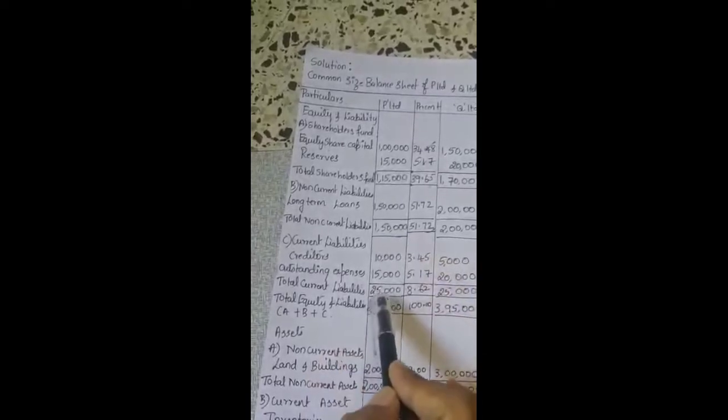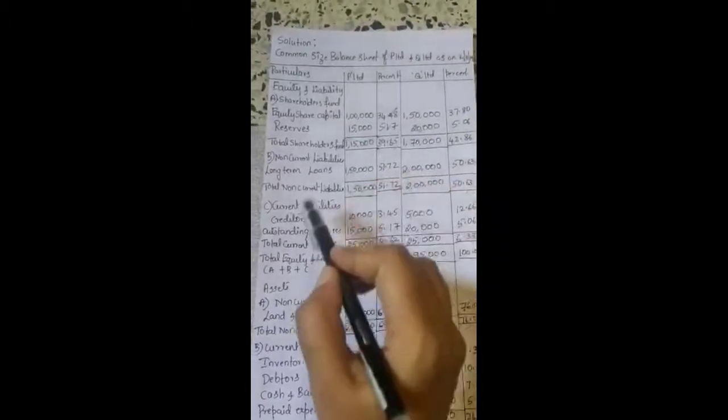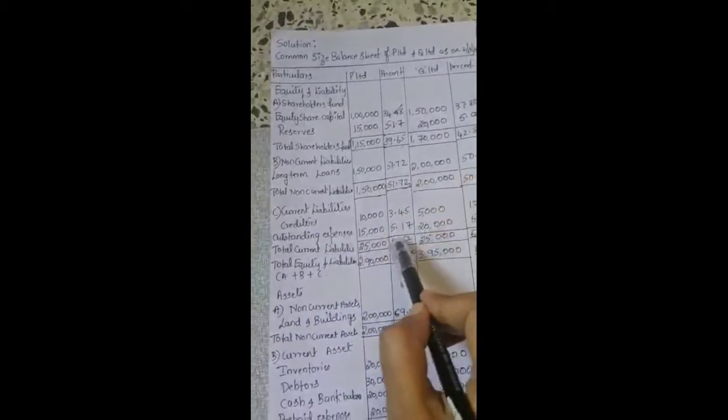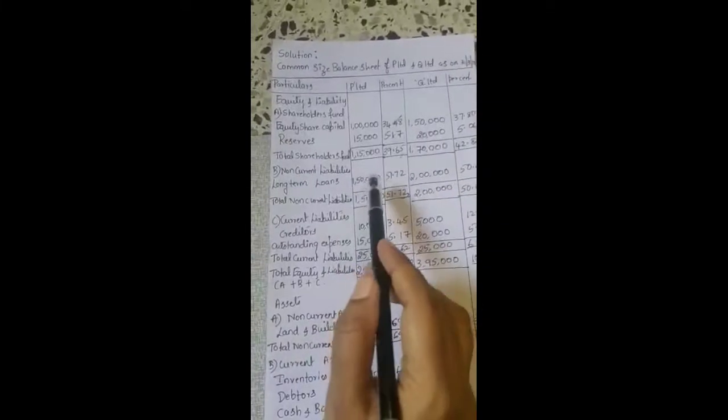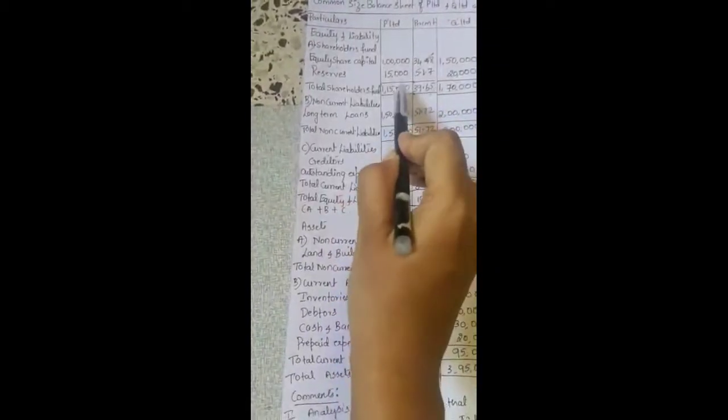So 1,50,000 plus 25,000, 1,75,000, and 2,25,000. So this part is more, this part is less. Only shareholders fund is considered as owner's fund. Remaining all this, that is non-current liabilities and current liabilities, are considered as borrowed fund. Here owner's fund is less than the borrowed fund of both the companies. So in the comment we will say that by analyzing the statement, it shows that both the companies are dependent on borrowed fund rather than owner's fund.